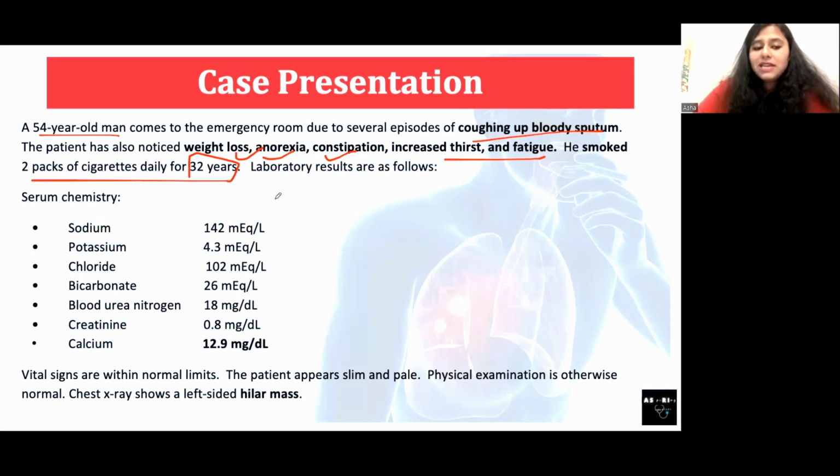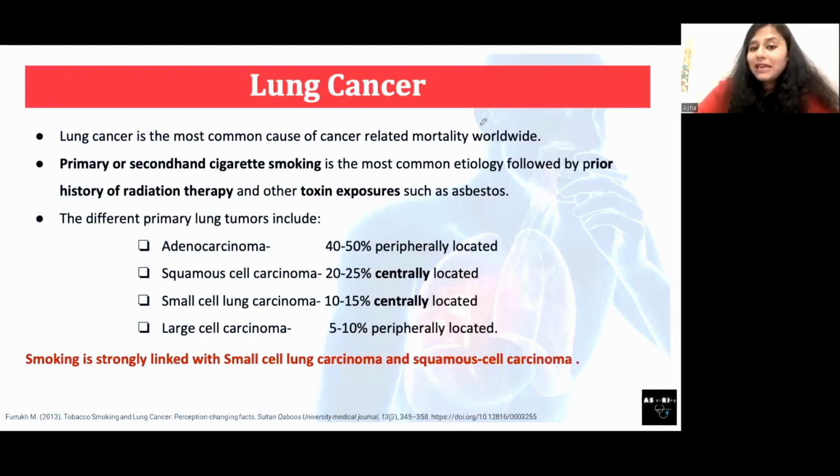In this presentation, we saw that the calcium was very high, and we decided to do an X-ray, and we found there was a hilar mass. So what are our differentials? What's our diagnosis? Most likely lung cancer. And as we saw, lung cancer can be seen in primary or second-hand cigarette smoking, or even followed by a prior history of radiation therapy and other toxic exposures such as asbestosis.